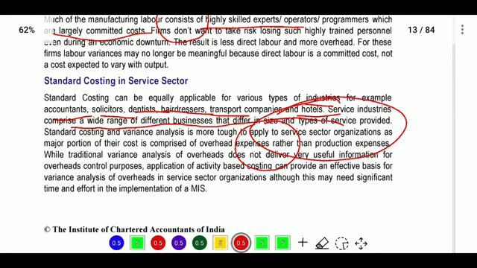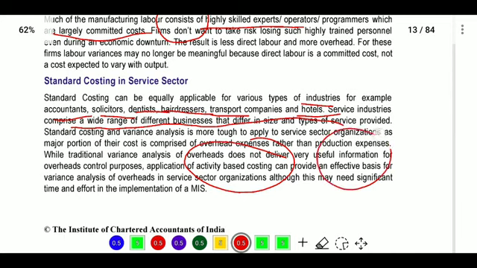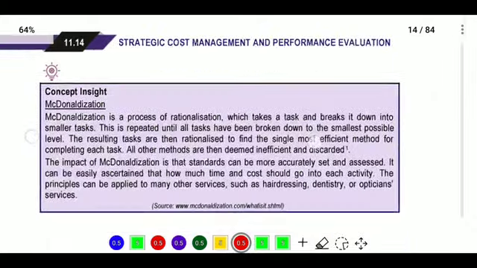Next, overhead control purposes: application of activity based costing. We will use activity based costing for service based sectors. Then it is an effective base for variance analysis. So time and effort are needed in the implementation of the MIS concept.